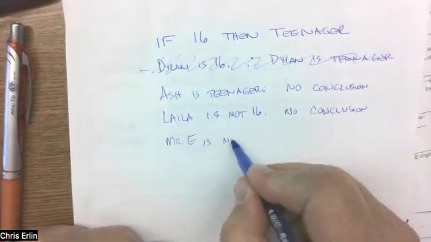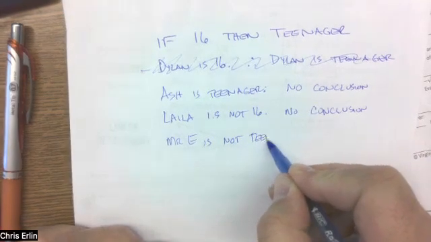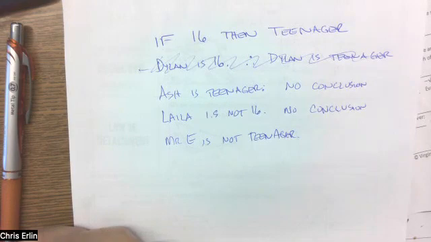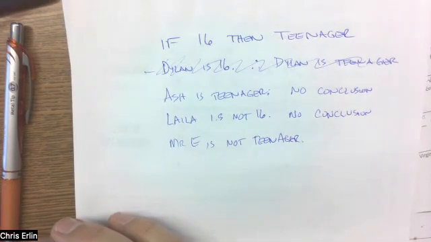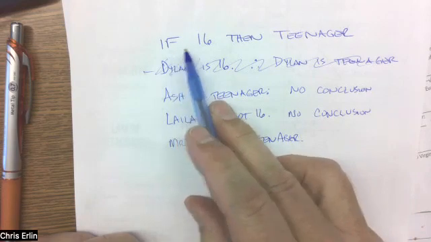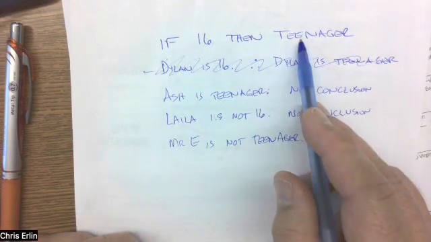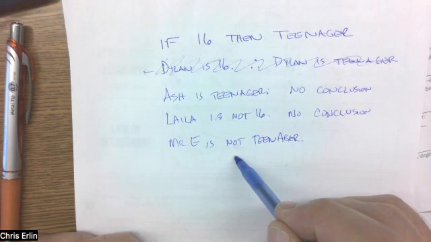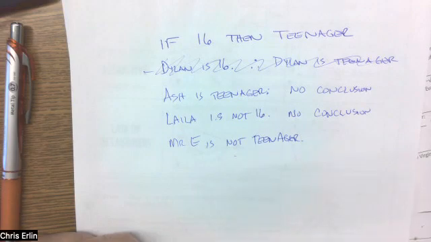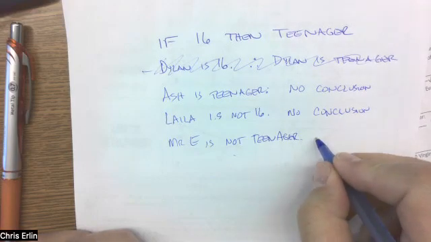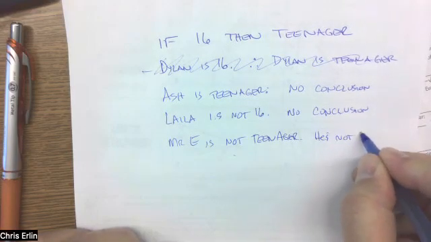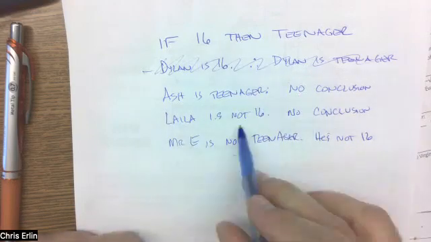This is going to surprise you, I know, but Mr. E is not a teenager. That's me. Can we make a conclusion based on that? You're either younger than a teenager or older. Okay. So relative to this rule, if you're 16, then you're a teenager. Mr. Erlin is not a teenager, therefore. Well, that's the definition of teenager, but based on this rule, I'm not 16. I can't be 16 because if I was 16, I would have been a teenager, and I'm not a teenager.